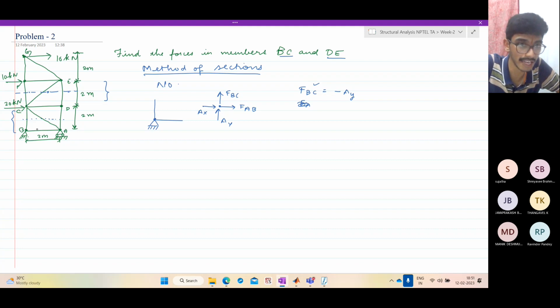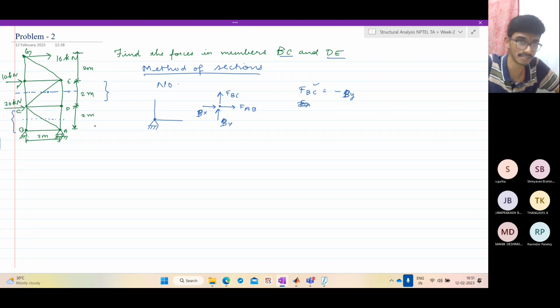Sorry. This is A and this is B, right? So FBC is equal to minus BY. This is BY, BX. So if we just determine the reaction, which anyway we have to do, we'll get FBC. And if we make a cut here, we'll get the force in the member DE. So what is FBC? Let us see.